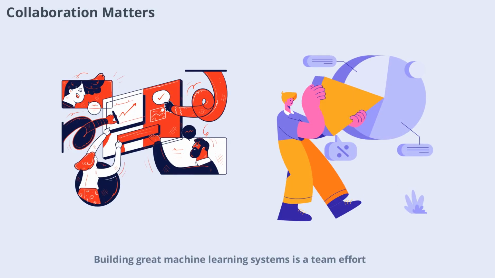Building great machine learning systems is a team effort. Collaborate with domain experts, data engineers, and stakeholders to ensure your models solve real problems and deliver value. Open communication and shared understanding lead to better outcomes for everyone involved.